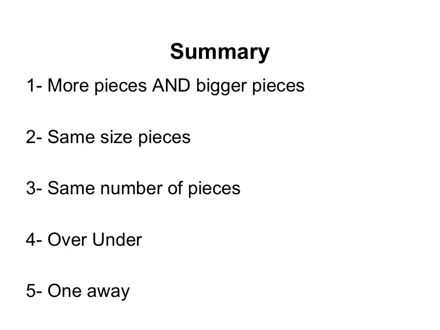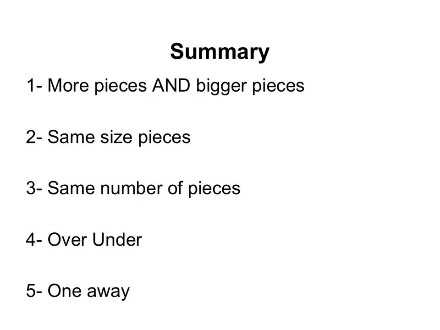Okay, so these are our 5 reasoning strategies. More pieces and bigger pieces. Have to have both parts. Okay, same size pieces. We're pretty good with this one. Same number of pieces. Usually we're pretty good with this one. Just think about it a little bit.